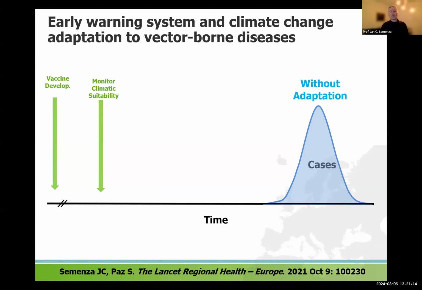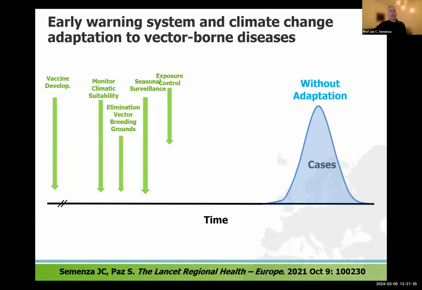But we can resort to monitoring climatic suitability. As I mentioned earlier, spring temperature can be used as an early warning system for later on in the season. So that's an early warning signal that we can use. We need to eliminate vector breeding if we see these climatic conditions to improve. We need to conduct seasonal surveillance to pick up potential cases. We need to make sure that people have screens on the window, that they use DEET as potential insecticide, a repellent to keep those mosquitoes off their skins. And then obviously vector control by spraying.